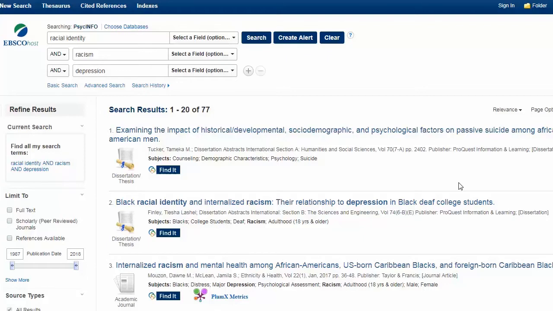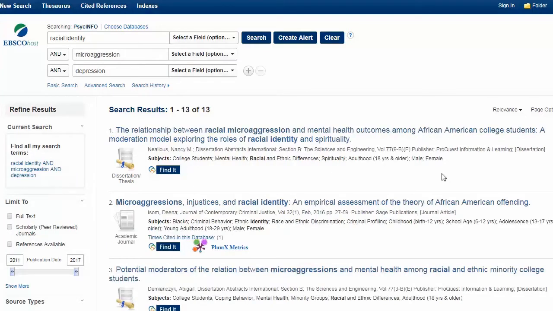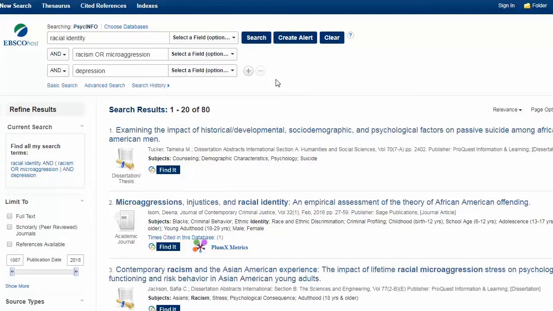So in this example, I've run a search for racial identity, racism, and depression, and I've gotten 77 results. And in another example, I've run a search for racial identity, microaggression, and depression. I've only gotten 13 results. So I've run these two searches separately. That's two separate enactments of my labor. But what I can do is actually combine those two searches in this way.